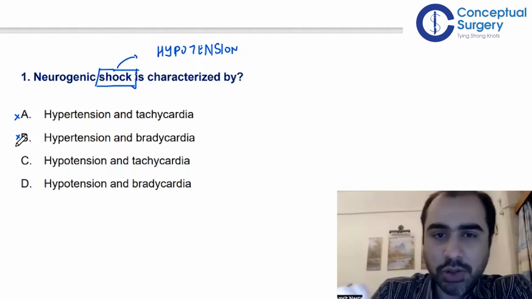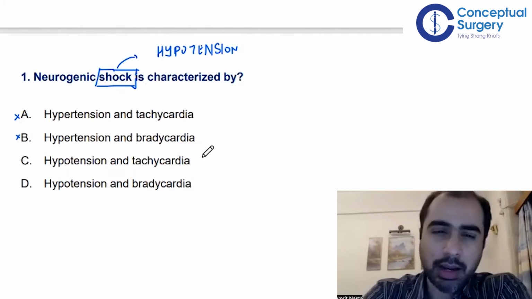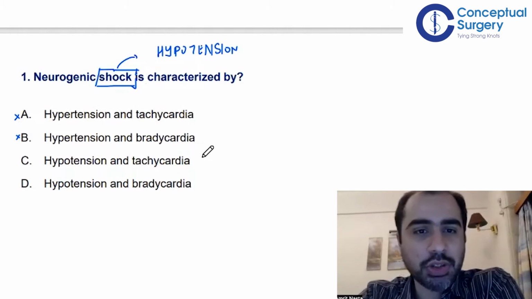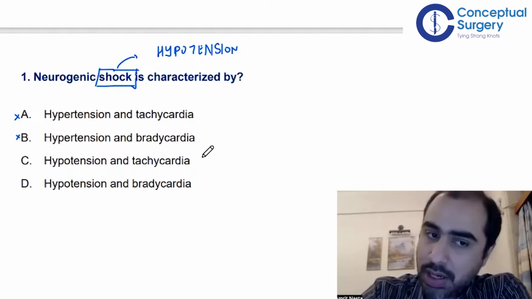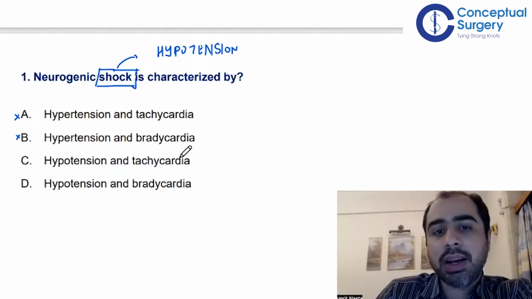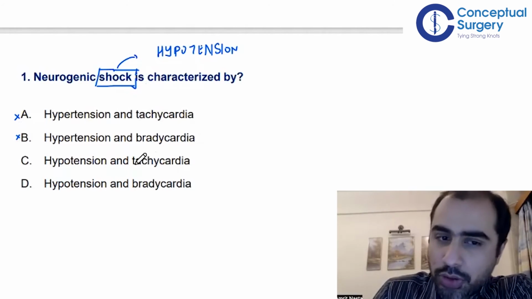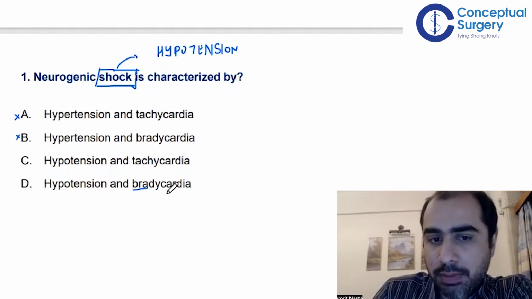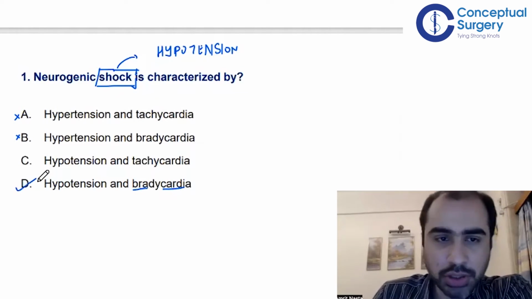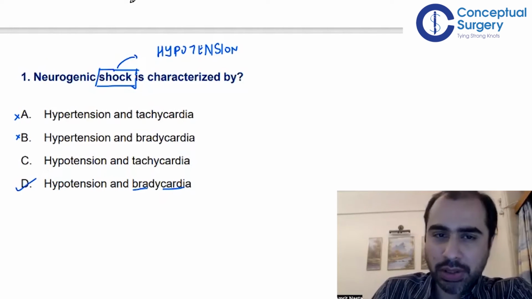Now, conventionally, shock is associated with tachycardia, like hypovolemic shock, hemorrhagic shock, septic shock that we see in our patients. They typically have tachycardia, which is the body's reaction to volume loss. In neurogenic shock, you get bradycardia. Anybody can give me any example? Why would someone get neurogenic shock? Why do you get neurogenic shock?